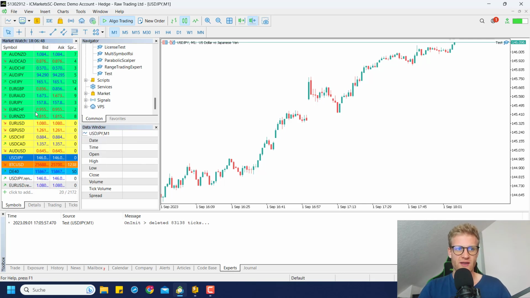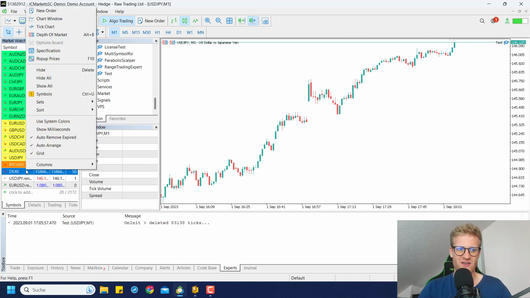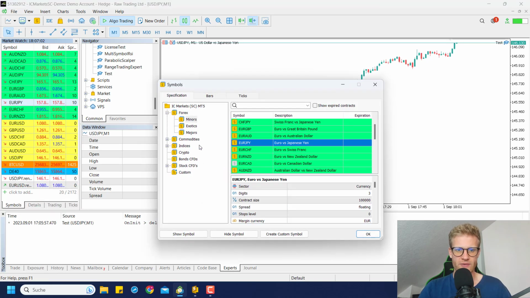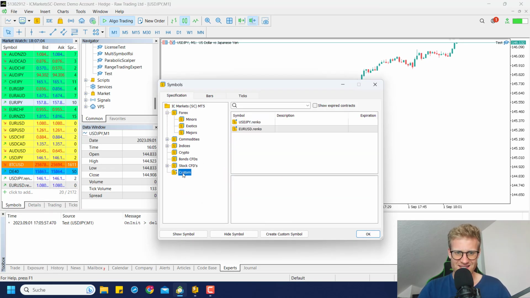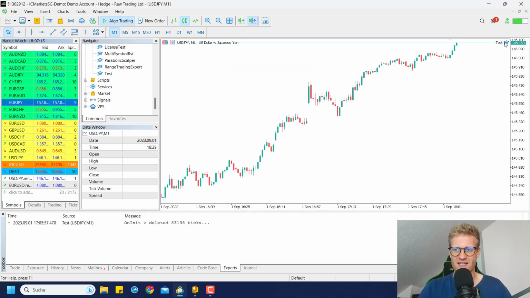So if you go to your navigator, and if you already have a custom symbol, for example, an expert advisor created the custom symbol, or you created it on your own. In this case, my test program creates the custom symbol. You can right click anywhere in your market watch, go to symbols, and then you should find this custom. And here you can see, I already have it here, USD Japanese yen .Renko. This is the symbol that was created by this test program.